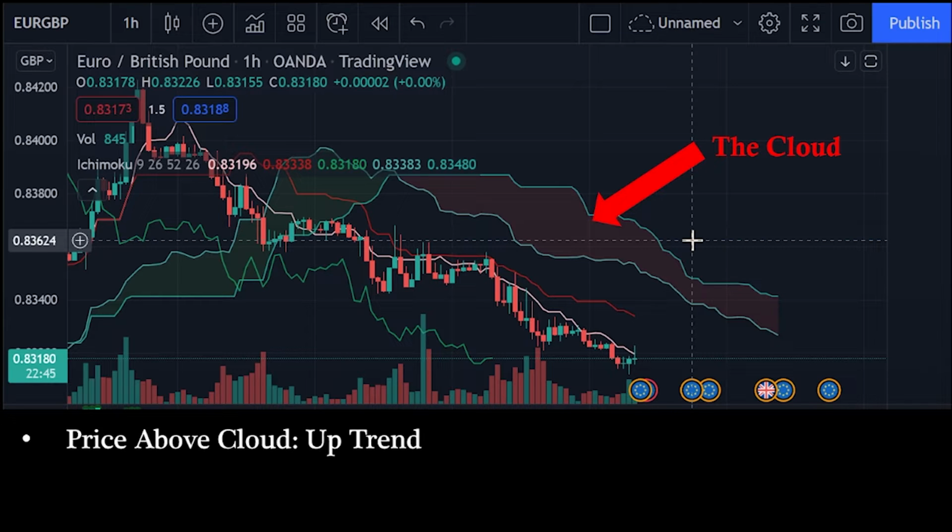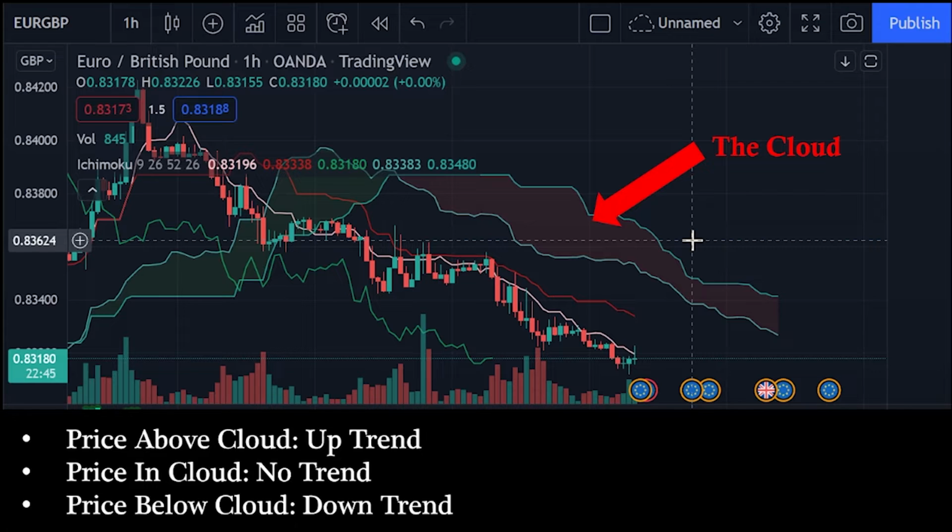So coming back to the cloud, right? It's indicating a trend. If the cloud is sloping down and it's red, pretty much tells you, looking into the future, trend's probably going to be negative. Just like this. If the cloud is sloping up and is green, tells you the trend might be positive. And if the price is indicated by these candlesticks as above the cloud, like this back here, it indicates an uptrend. If it's inside the cloud, right about here, like these guys, it represents no trend. And if it's below the cloud, like it is here, it represents a downtrend.